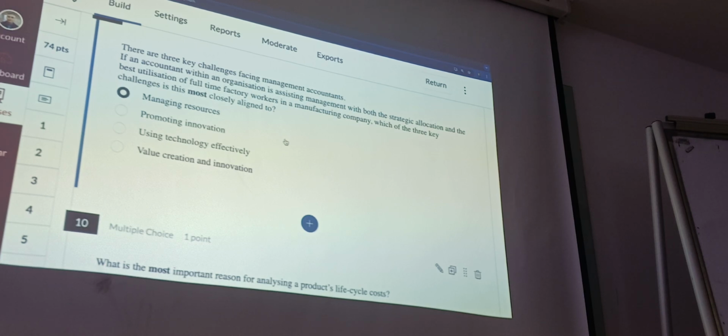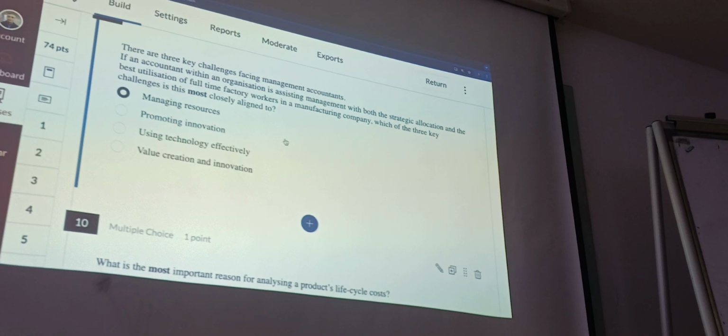There are three key challenges facing management accountants. If the accountant within the organization is assisting management with both strategic allocation and best utilization of full-time factory workers in a manufacturing company, which of the three challenges is this most closely aligned to?